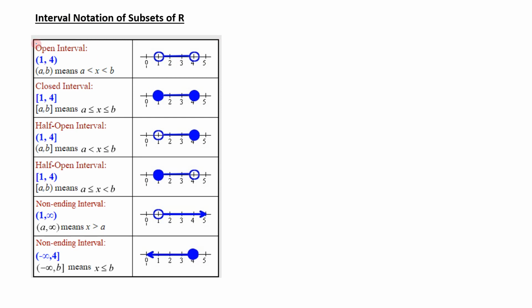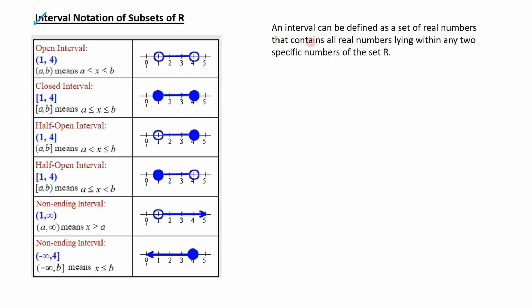So today in this video we're going to discuss interval notations of subsets of R. So what do you mean by interval notation? Let us first of all understand what intervals are. An interval can be defined as a set of real numbers that contains all real numbers lying within any two specific numbers of the set R. An interval is nothing but a subset of set R.